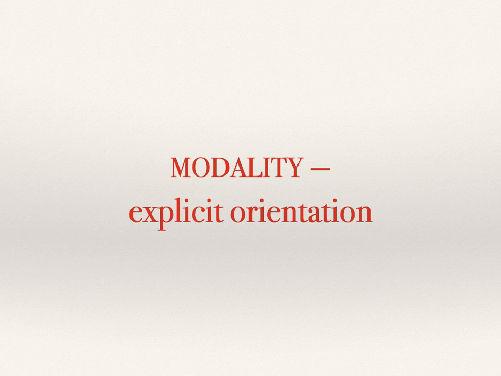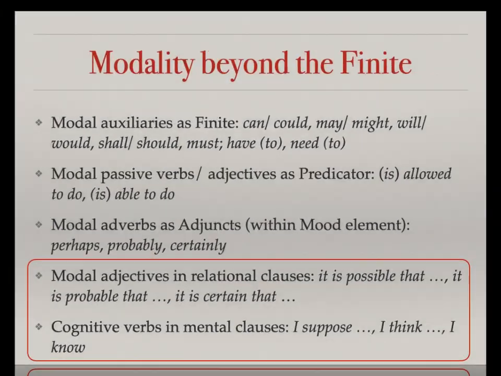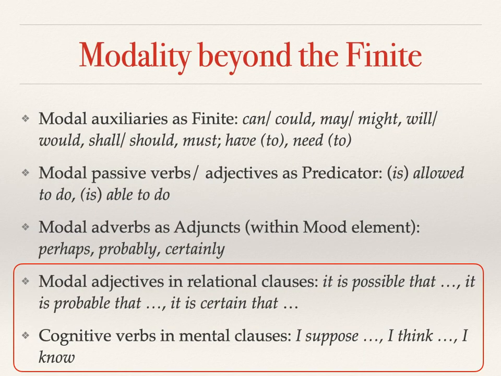So in other words, going back to modality, explicit orientation, there are two forms. Your name may be Smith, that's implicit, and making it explicit requires another clause. I suppose your name is Smith. So again, these explicit orientations involve modal adjectives in relational clauses. It is possible that, it is probable that, it is certain that. And in case of the subjective orientation, cognitive verbs, I suppose, I think, I reckon, I believe, I know, and so on.